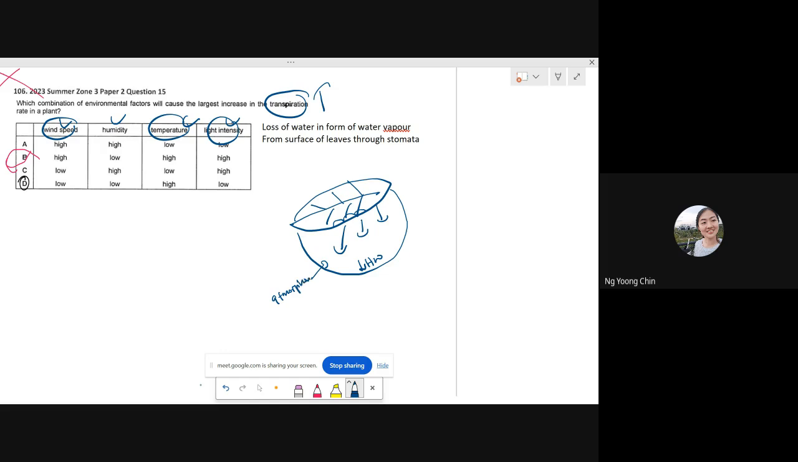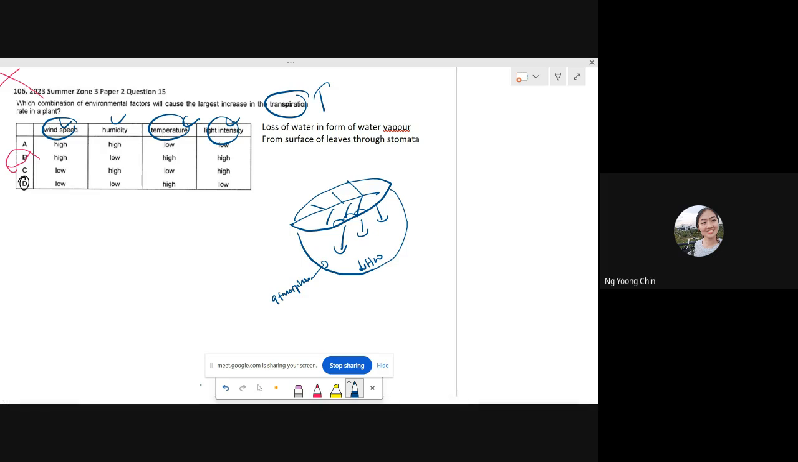So this is one of the ways, because the wind speed means that increasing the wind will blow away the water vapors which are found nearby the stomata. So that's why they will cause the area to become lower in water vapors. So the leaf itself becomes higher in water vapor concentration. So this will encourage the water vapor to release out to the atmosphere.